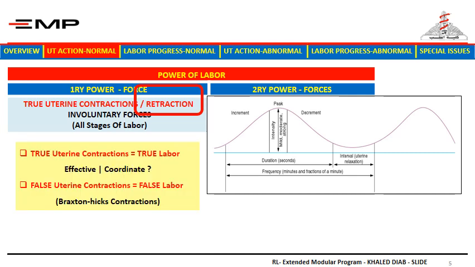Also, it's of utmost importance to differentiate between true labor pain, which is effective in inducing progressive cervical changes in the form of dilatation and effacement, compared to false uterine contractions, which may only lead to cervical ripening.